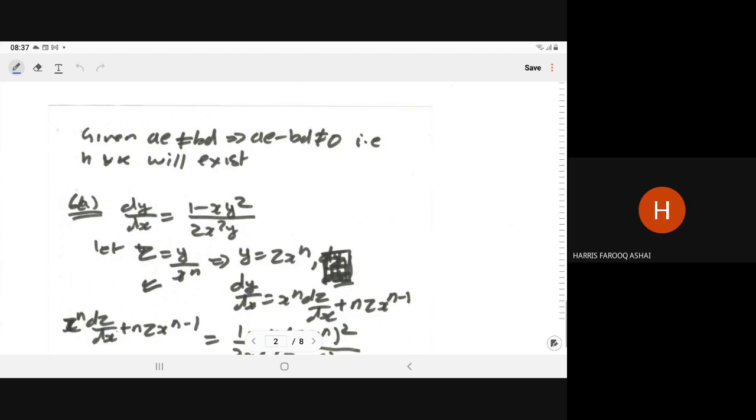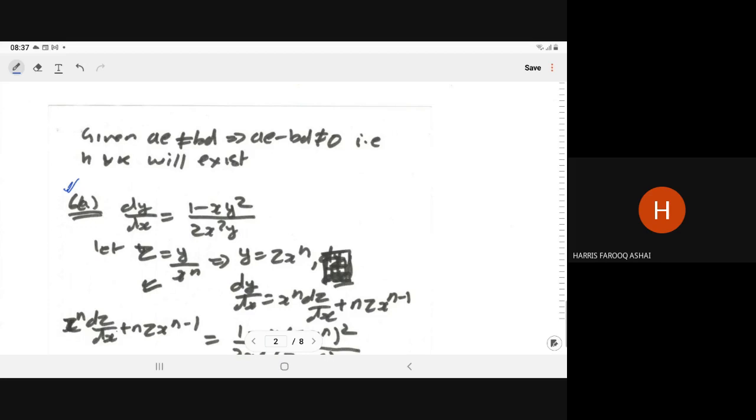So this is a little bit extra type of question, right? Sixth question. If we have this type of question, here we are not checking the homogeneity, right? Just by substitution we try to do this question. So dy by dx is equal to 1 minus x into y square upon 2x square y. So in such a question we take the substitution z is equal to y upon x to power n.